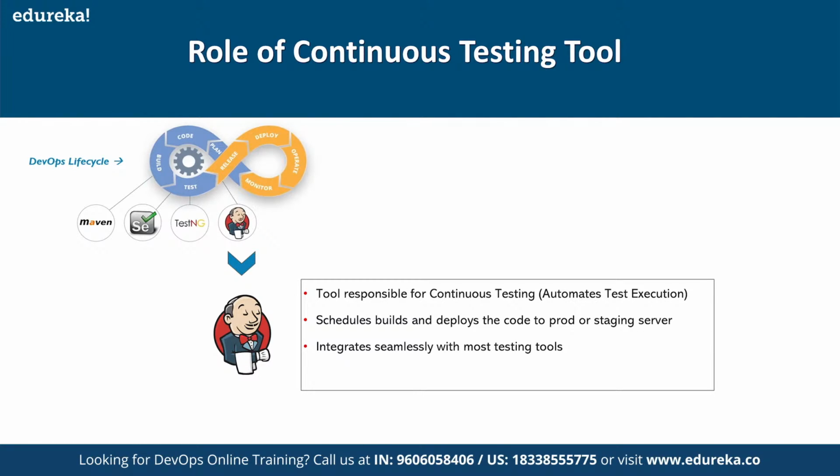So for doing that, we use a tool called Jenkins. Jenkins is an integration tool, a tool mainly used for automating things, for integrating multiple stages. It can schedule your builds, deploy the code to a production or staging server, any environment. You want to deploy, you want to build, you want to test, it will do it. And this is one of the tools that is very widely used.